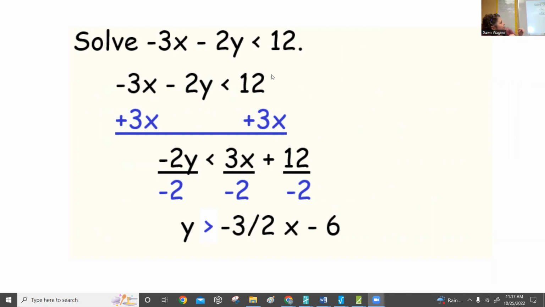Yeah. So we would solve this equation, right? We're going to add 3x to both sides, but 12 and 3x can't be combined.